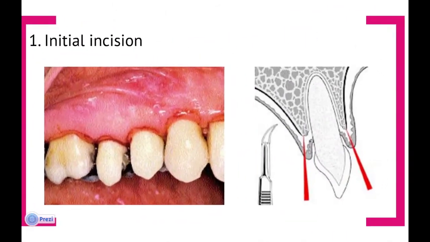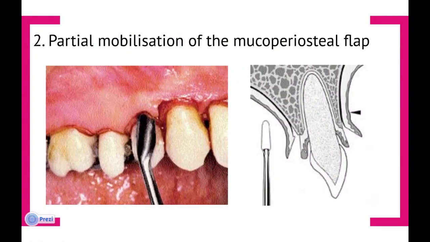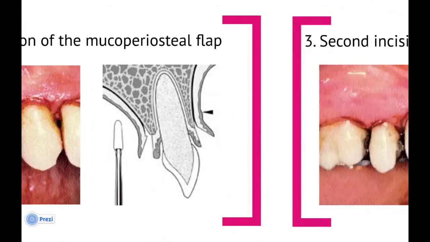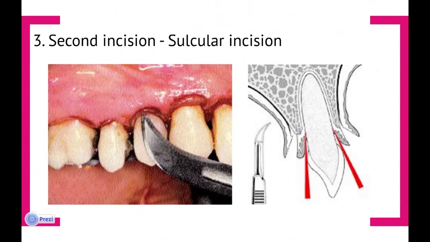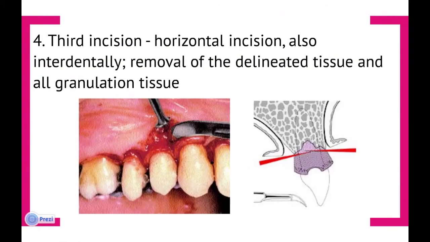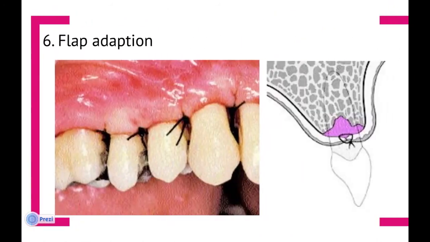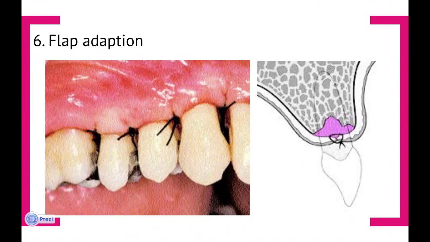Number 1. Initial incision. Continuous, scalloping, submarginal and intrasulcular incision with no vertical releasing incisions. Number 2. Partial mobilization of the mucoperiosteal flap, full thickness, within the attached gingiva to the alveolar crest. Number 3. Second incision, sulcular incision. Number 4. Third incision, horizontal incision, also incidentally, and removal of the delineated tissue and all granulation tissue. Number 5. Root surface debridement under direct vision. And finally, flap adaptation, complete coverage interdentally.